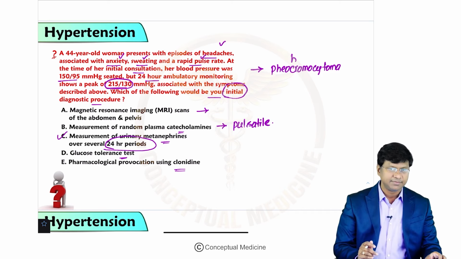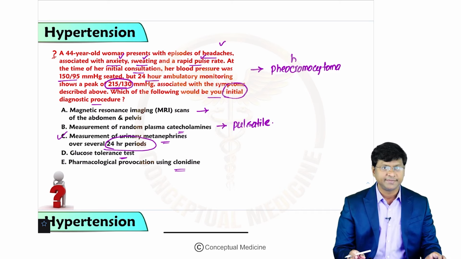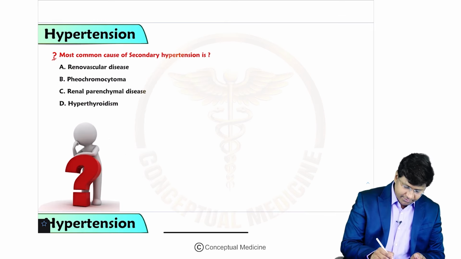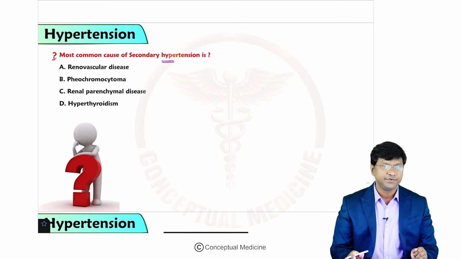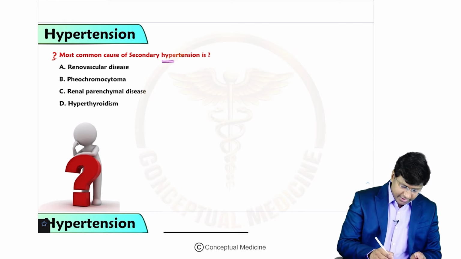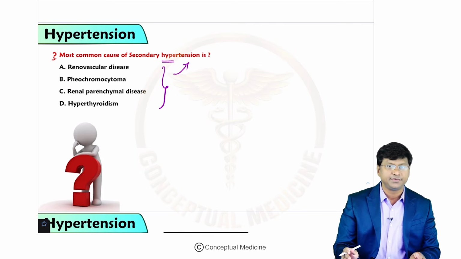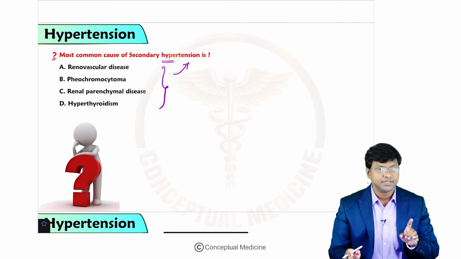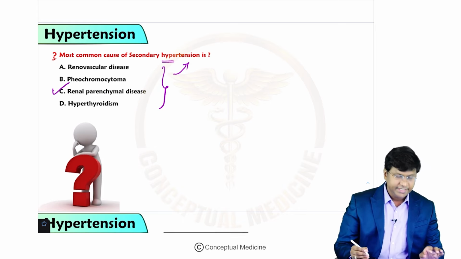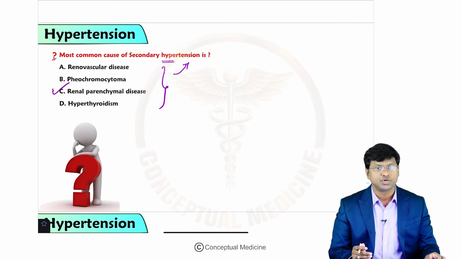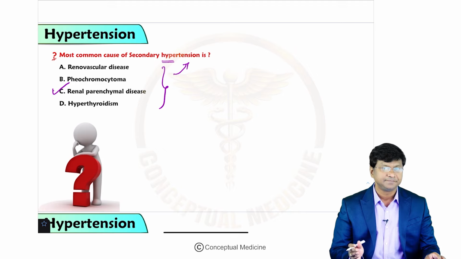Now, after having discussed one of the etiologies which will cause secondary hypertension, let me discuss some other causes as well. So, if you see a question here, most common cause of secondary hypertension is renovascular disease, pheochromocytoma, renal parenchymal disease, hyperthyroidism. All these options given to you here will cause secondary hypertension. But among these, which is the most common cause for secondary hypertension? It is the renal parenchymal disease.